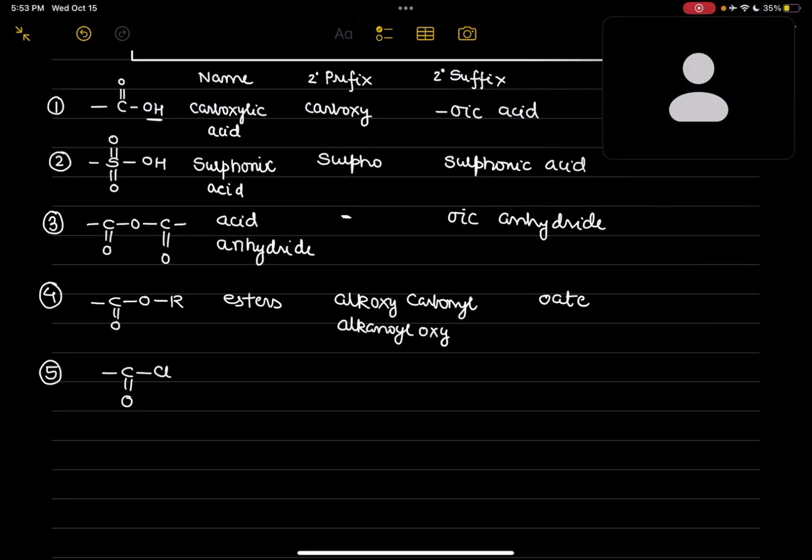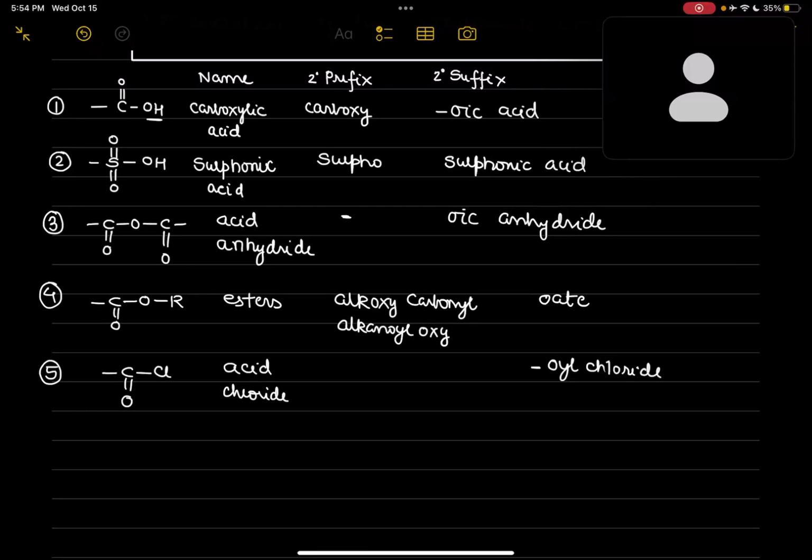If you put alcohol, it becomes ester. If you put any other carboxylic acid, it becomes an anhydride. If you put Cl, that becomes acid chloride, or the complete name is carboxylic acid chloride. Got it? Yes, sir. And there is a prefix, there is a suffix. Suffix is oyl chloride. Got it?